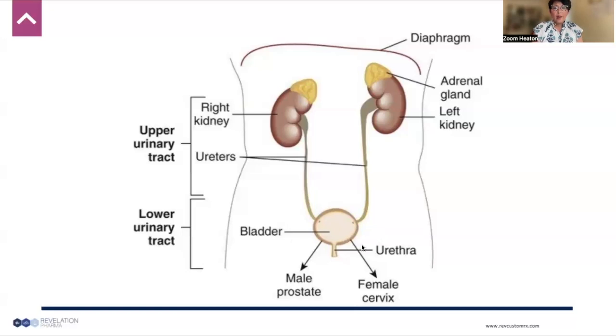And then we have the female urethra, also in the lower urinary tract. It is a short muscular tube extending from the bladder neck to the external urethral orifice located anteriorly in the vaginal vestibule, and the urethra channels urine out of the bladder during urination.